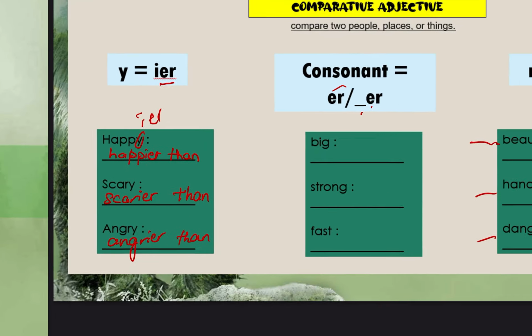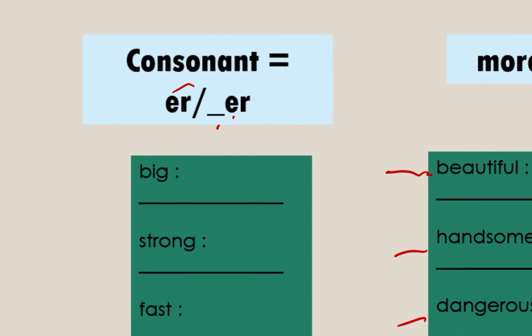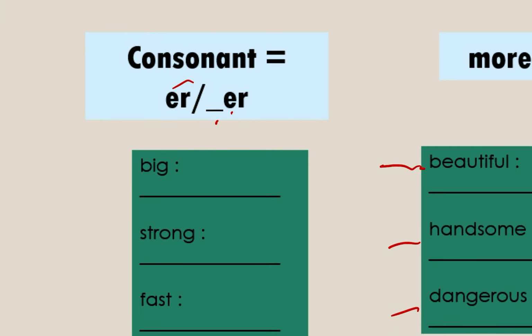Now let's proceed with consonant at the end. Big becomes bigger than. Next one, how to change strong? Stronger than. Okay, last one would be fast. Faster than.